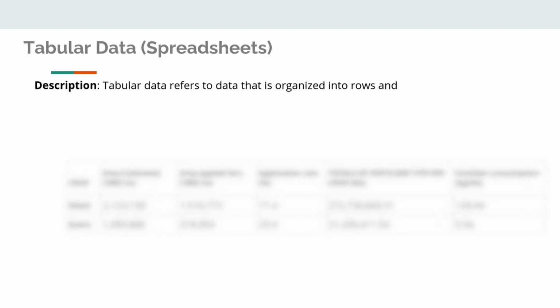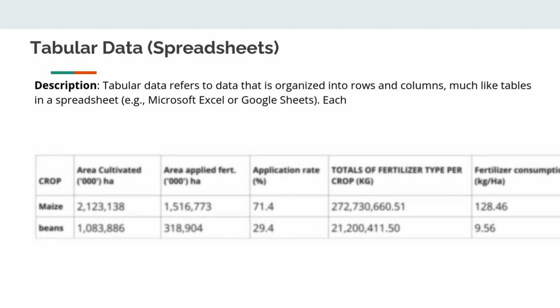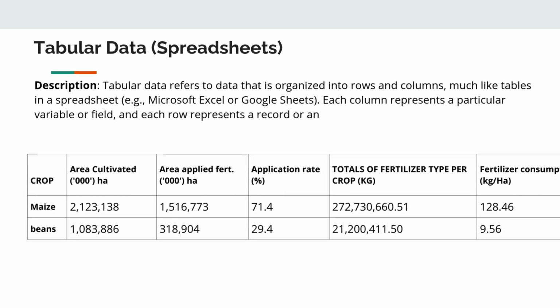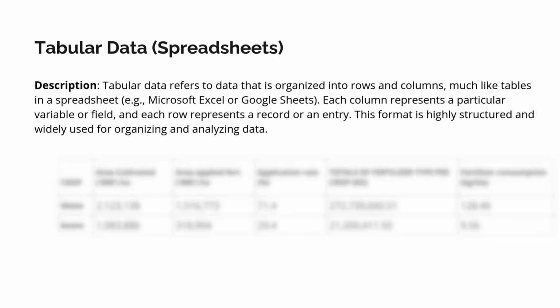Next, we talk about tabular data or spreadsheets. Tabular data refers to data that is organized into rows and columns, much like in tables or in a spreadsheet. And this is data that you will find when using Microsoft Excel or even Google Sheets. Each column represents a particular variable or field, and each row represents a record or an entry. This format is highly structured and widely used across organizations. It is also one of the simplest forms of collecting, inputting, and presenting data.